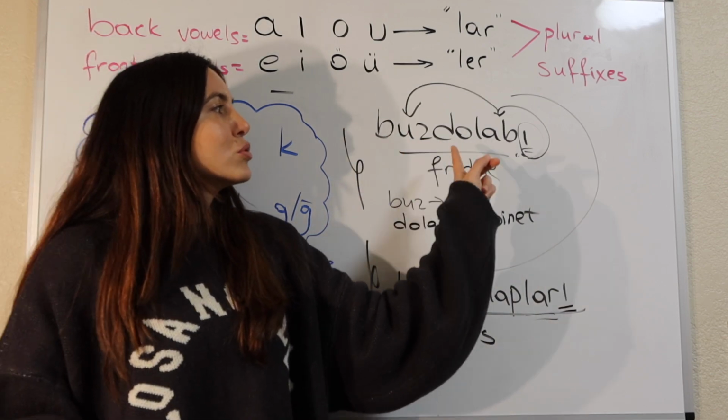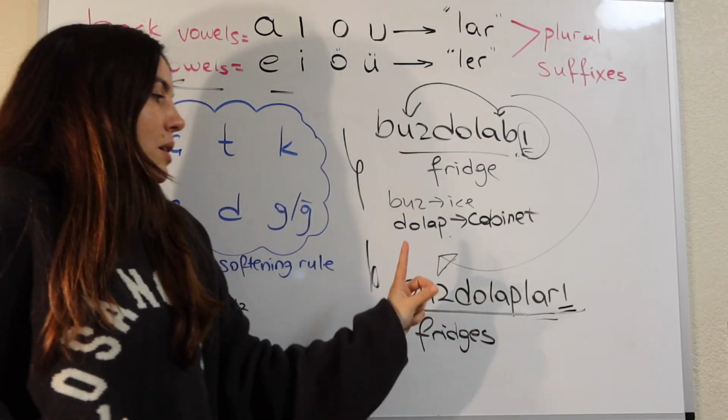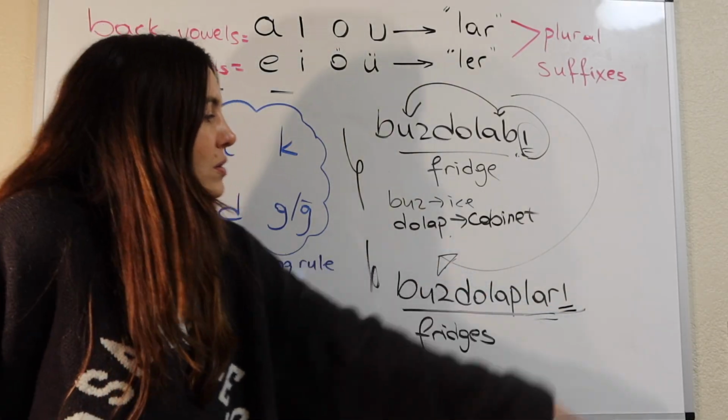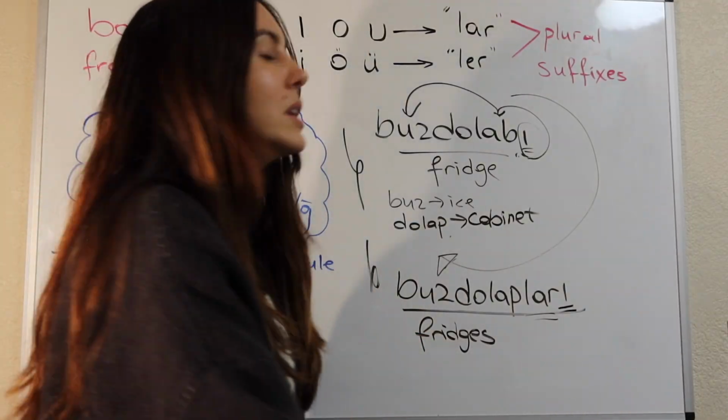You don't say buzdolapları, whatever. That's wrong. Buzdolapları goes at the end. It means fridges. Let's give another example.